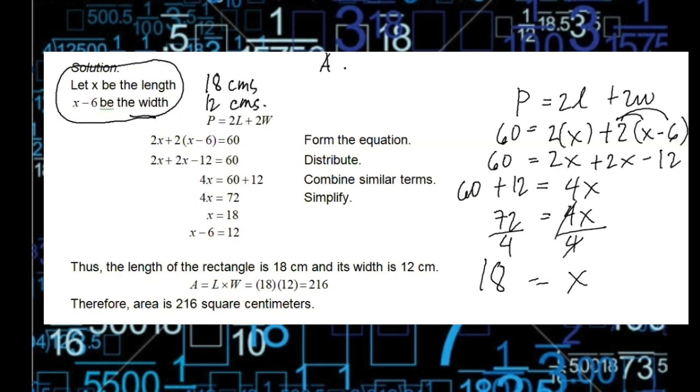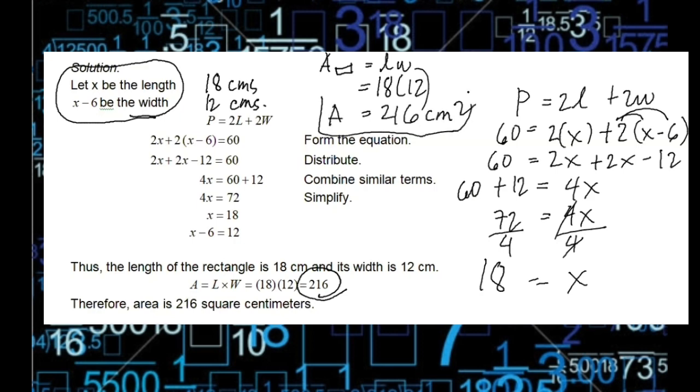Ano bang area ng rectangle? Length times width. Substitution. 18 times 12. So the answer now is 216. May sagot sa baba. Therefore, the area of the rectangle is 216 square centimeters. So paano po siya sinusulat pag symbols lang? 216 cm squared. Area. Final answer.